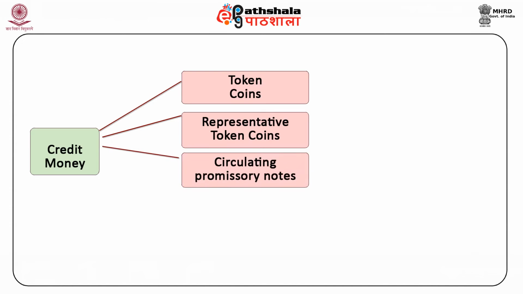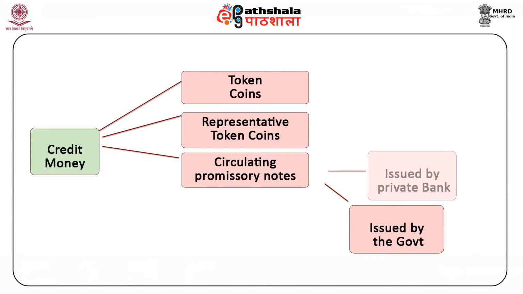Third, circulating promissory notes are the third kind of credit money. They can be issued by the government. This is called fiat money. It is usually made of paper and is at present not convertible into anything of value except small change. They can also be issued by private banks. This was present initially in the evolution of money, but in the interest of standardization, this right was taken away from them. Or they can be issued by the central bank.